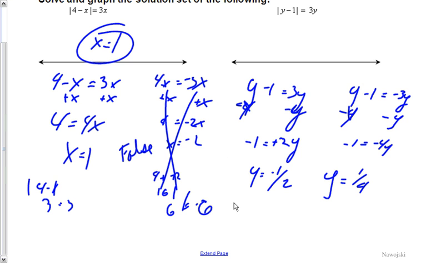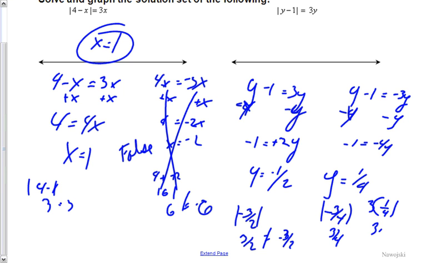We try negative a half. Y minus 1 is negative 3 halves, and its absolute value is 3 halves. Well, if we try over here, 3 times negative 1/2 is negative 3 halves. Not true, so that's false. Alright, let's take a look at 1/4. 1/4 minus 1 is negative 3/4, and its absolute value is 3/4. And then 3 times 1/4 is 3/4. So our solution is just that one there. This one is a big reject.